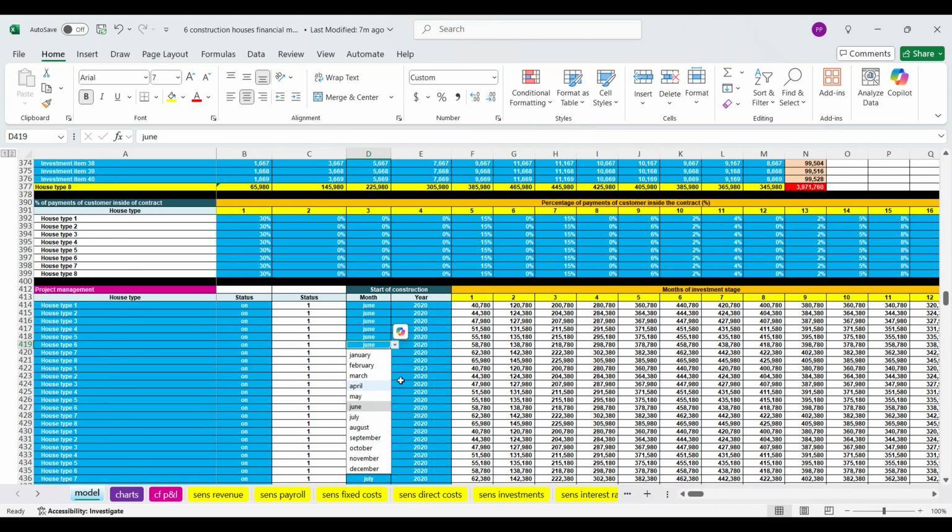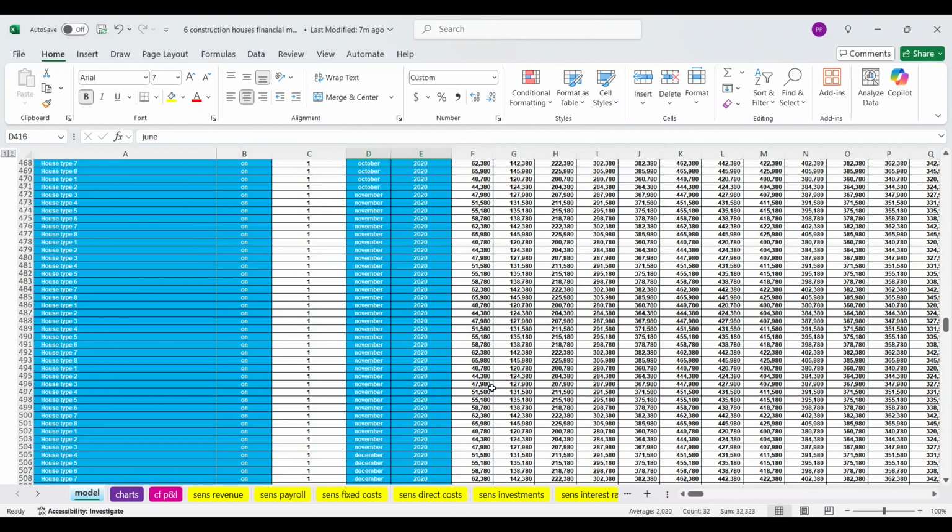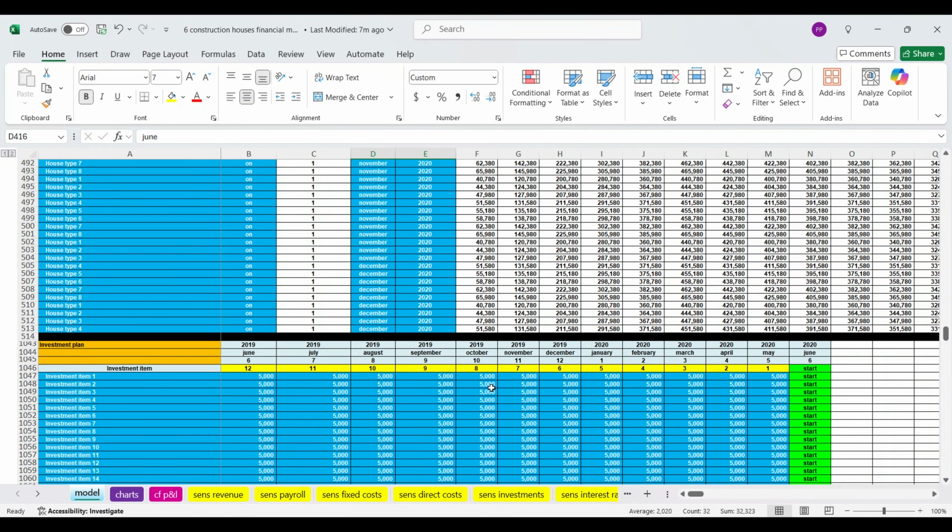And here we're specifying when we start building each house. So we can play with the type of houses that we are going to build. We can switch them on and off from calculations. We can play with the moment when we start building each house. So this is a pretty flexible financial model, and we have 100 houses inside.